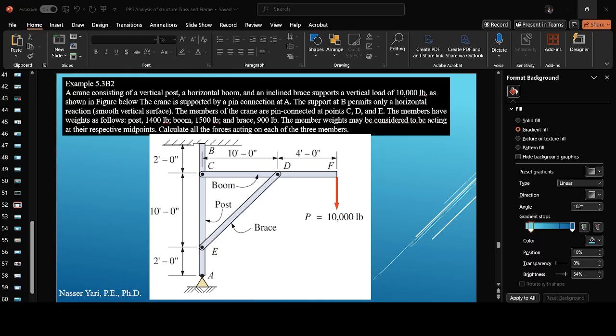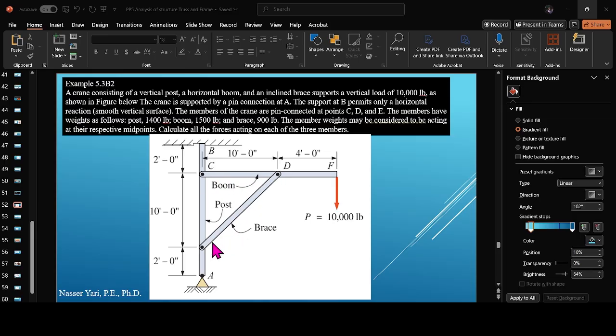Okay, so we have this frame. It's actually a crane frame. As you can see, it has the boom, which has a 10,000 pound load hanging off of it. I'm just going to read you the problem. The crane is supported by a pin connection at A, down at the bottom right here, and a support at B, which can basically move in the horizontal direction. As you can see, there's a slot in there, and the members of the crane are pin connected. So you have a pin at C, a pin at D, and a pin at E.